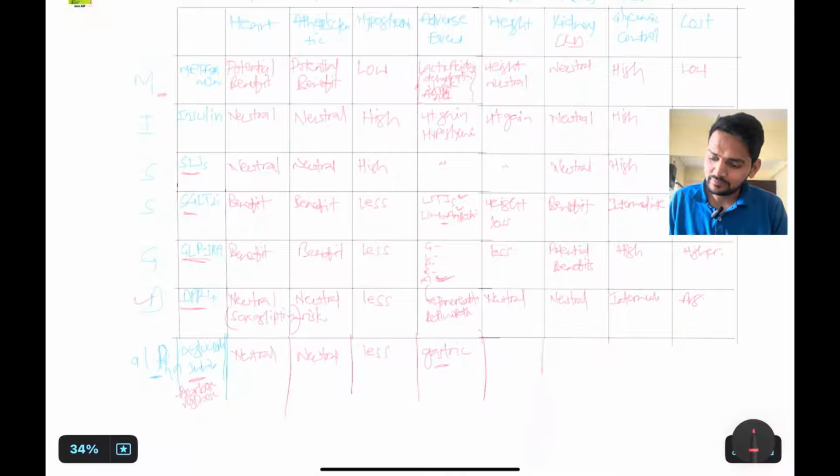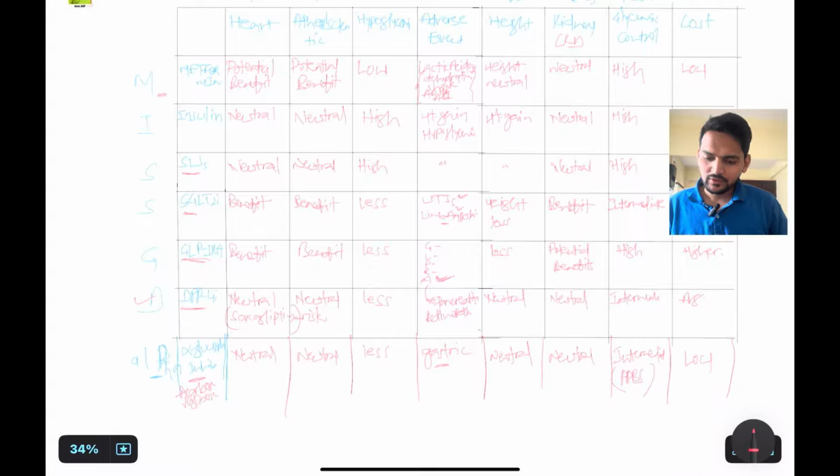When it comes to weight, it is weight neutral, not much beneficial in weight control. Kidneys, as we mentioned, neutral effects. And glucose control, we can say it is intermediate efficacy. Mainly for PPBS control, we can add this drug. And cost is lower. So these are the points related to alpha glucosidase inhibitors.